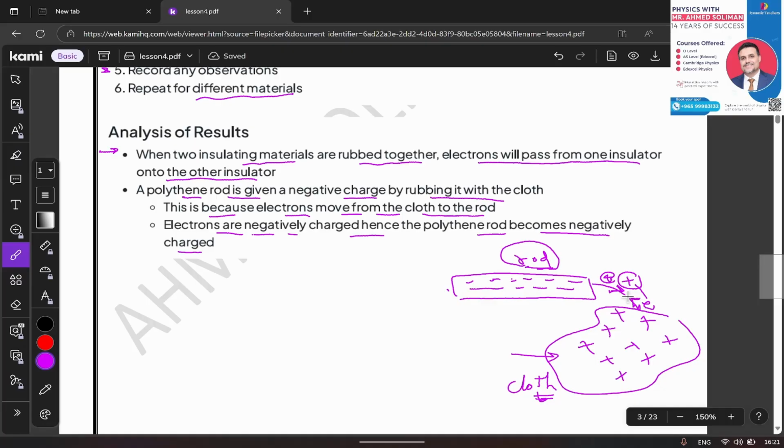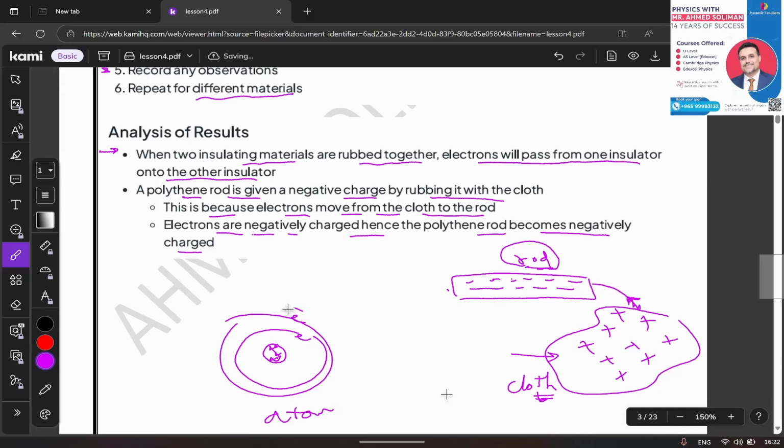You mean electrons transferred from the cloth to the rod. Yes, this is correct. So we don't have positive charge in electricity that can transfer. Because in fact, if this is an atom, we have the nucleus, which has the positive charge, and the electrons, which rotate or orbit the nucleus. So this is why the only charge that can be gained or lost is electrons only.